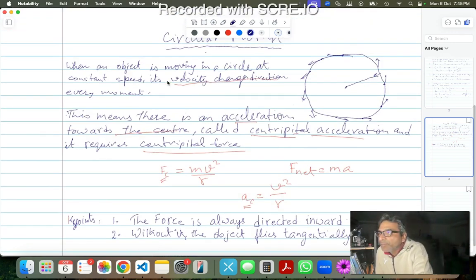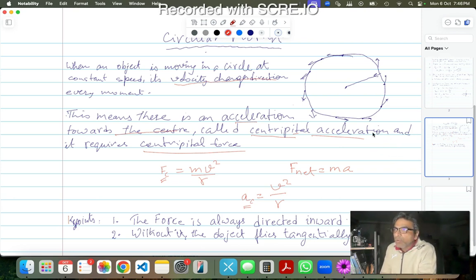If we try to stop this, the tangent of a circle means the same direction. If I lose control over here, it will move in this direction. Okay, so that's the tangent. Tangent means this one, if there is a circle.